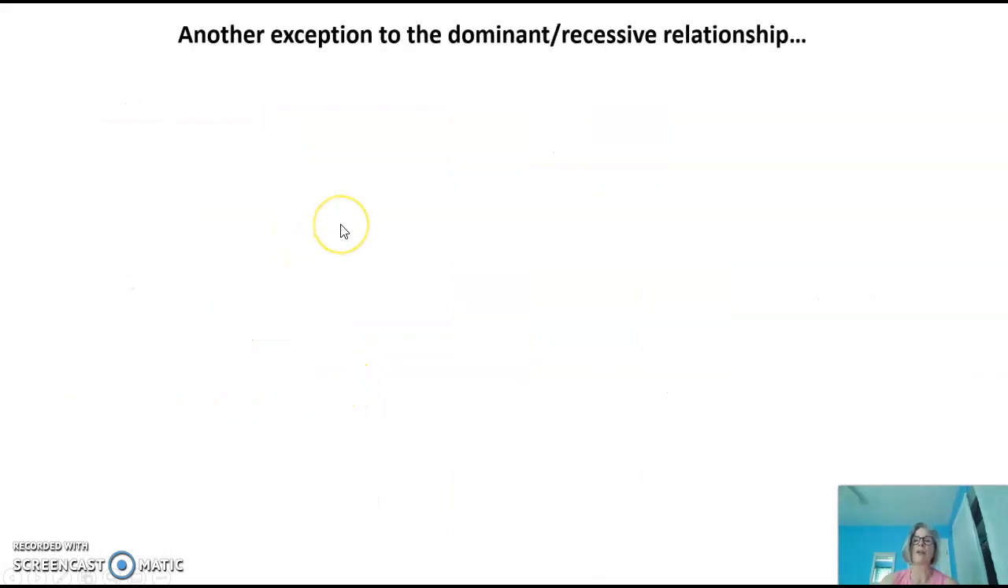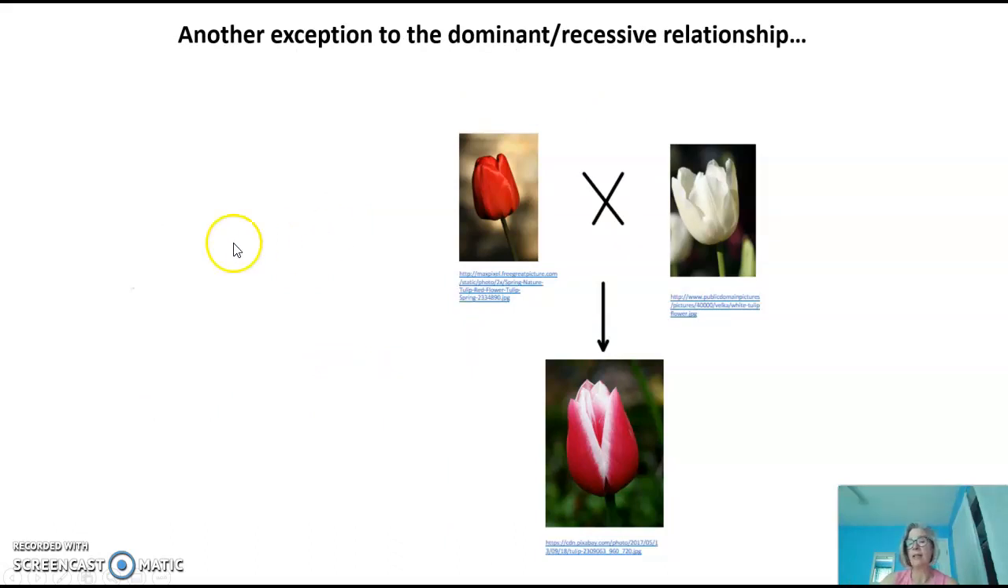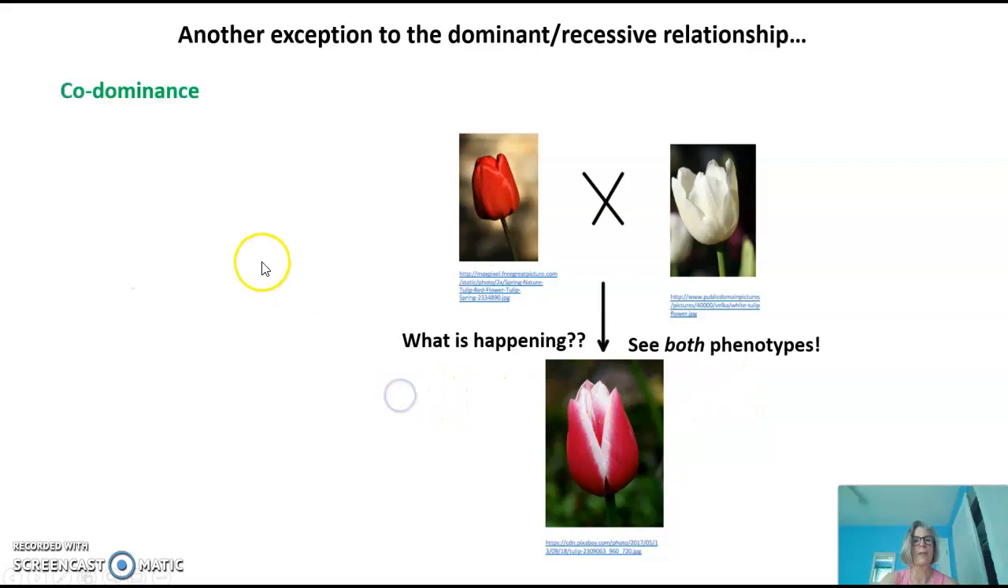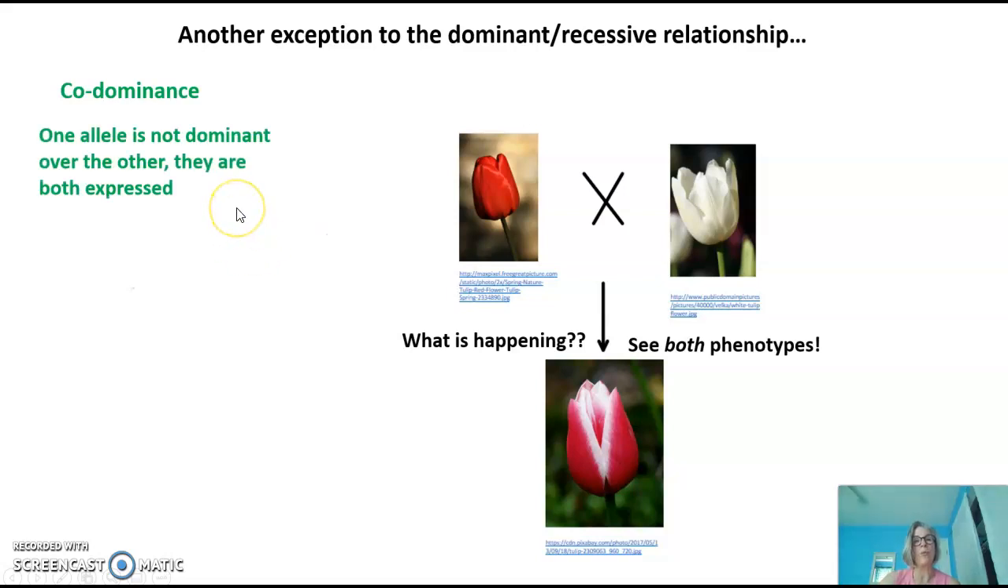There's another exception to the dominant recessive relationship, and that is exemplified by this cross here. We're again taking a homozygous dominant and a homozygous what we thought was recessive and ending up with a flower that has both phenotypes. It has red with the white stripes. So what is happening here? Well, scientists call this codominance. And that's where one allele is really not dominant over the other. They are both expressed. So although scientists thought that this would have been the dominant flower and this would have been the recessive flower, in this case, they are both dominant. In the heterozygote, both of them appear.